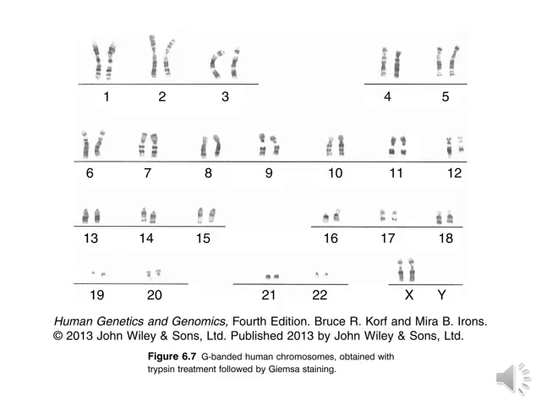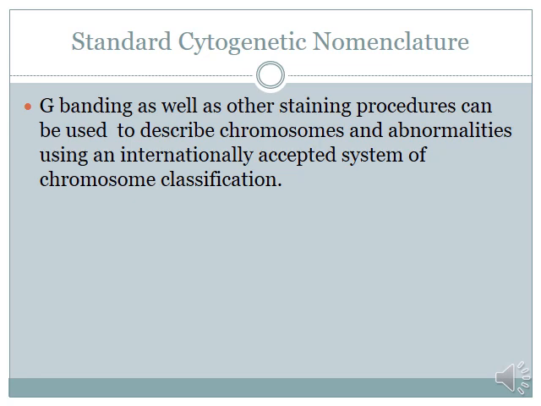This slide is showing you G-banded human chromosomes obtained with trypsin treatment followed by Giemsa staining, and you can see that it is 46,XX. G-banding, as well as other staining procedures, can be used to describe chromosomes and abnormalities using an internationally accepted system of chromosome classification.